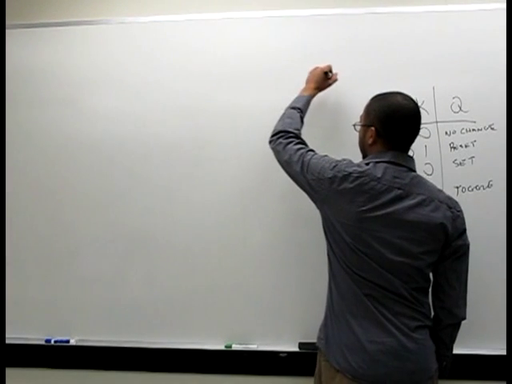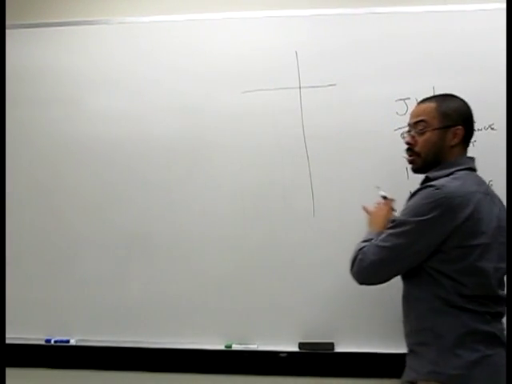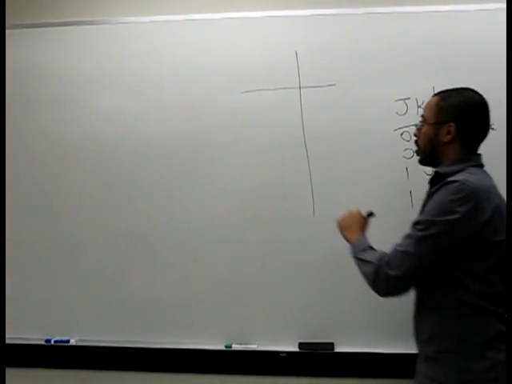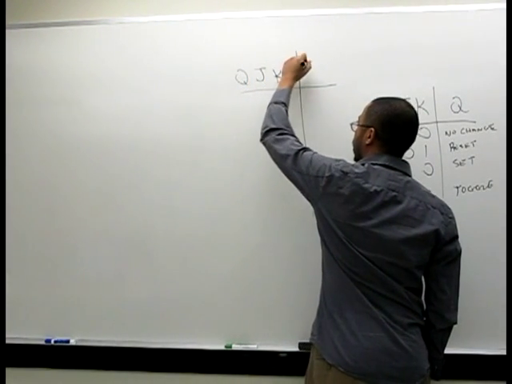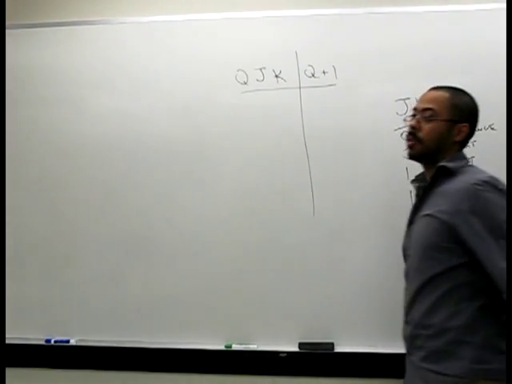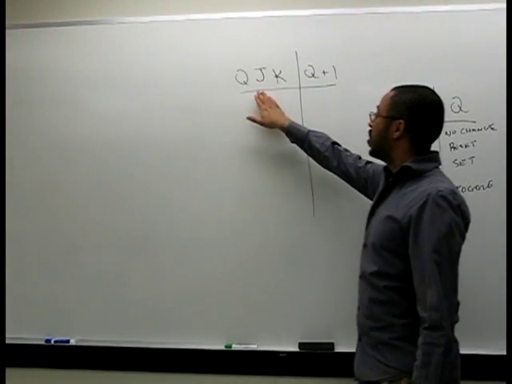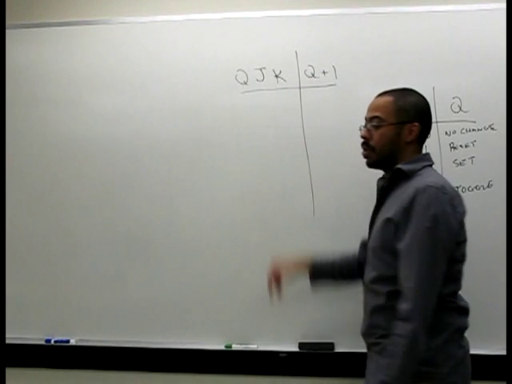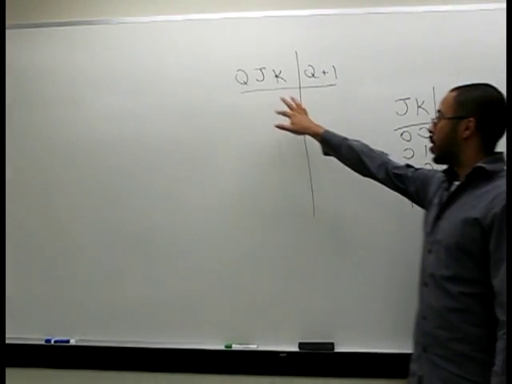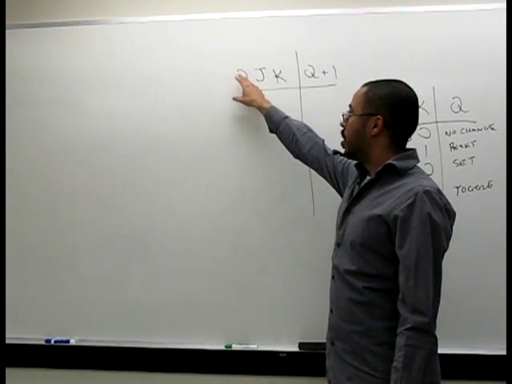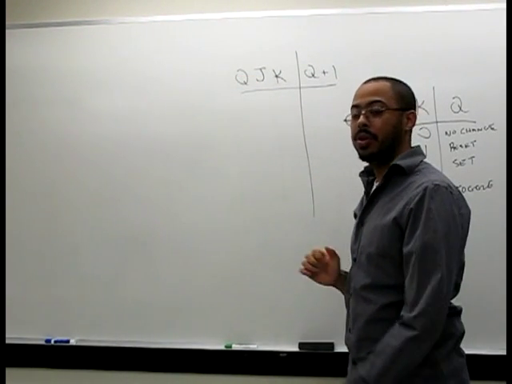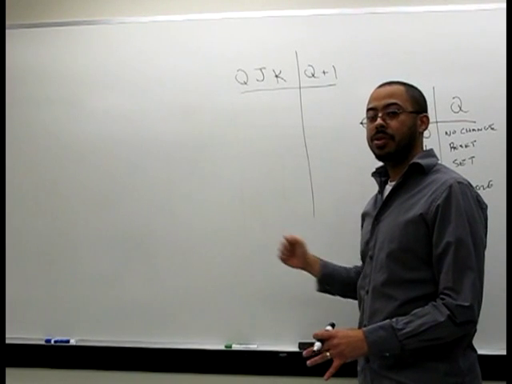So I'm going to do a table that's going to look similar to this with a couple of exceptions. I'm going to do a J, a K, a Q, and the Q plus 1. What is all that? JK is just JK. It's going to be the states of J and K. This Q is going to represent what Q will be prior to the clock pulse.